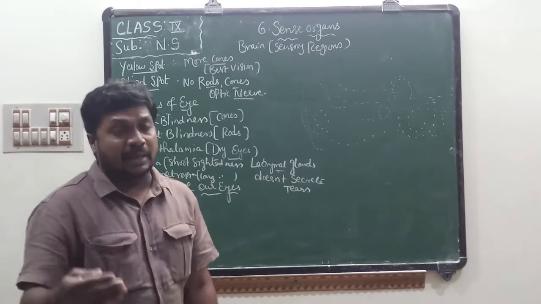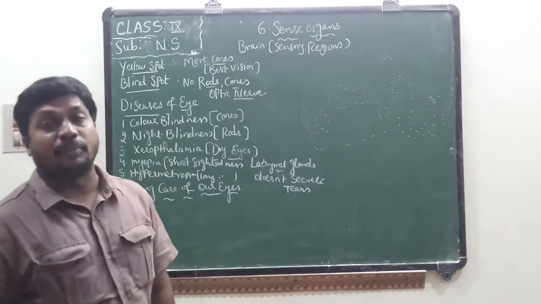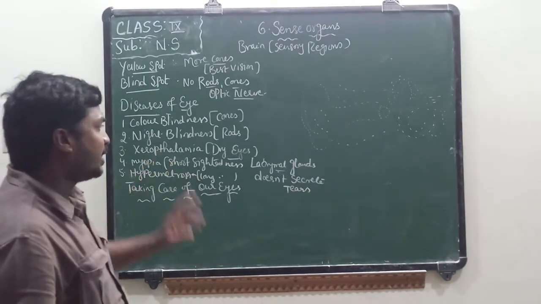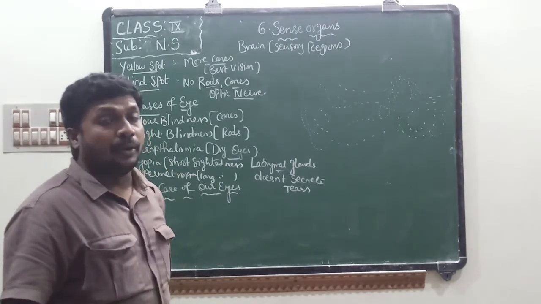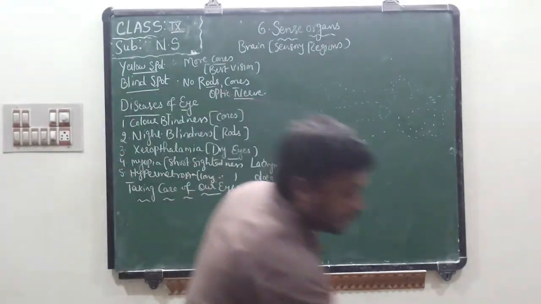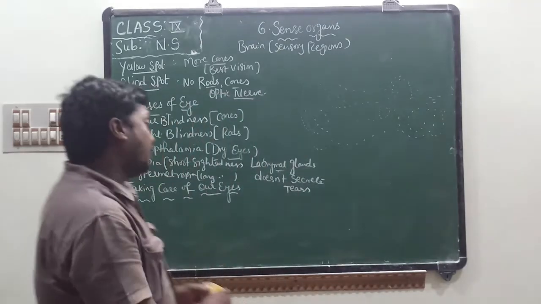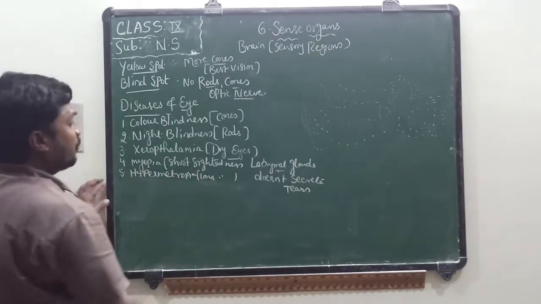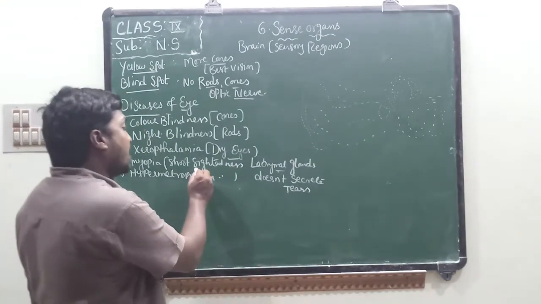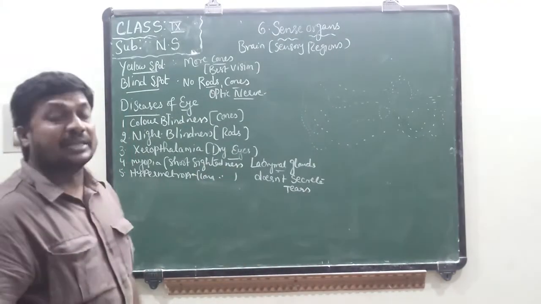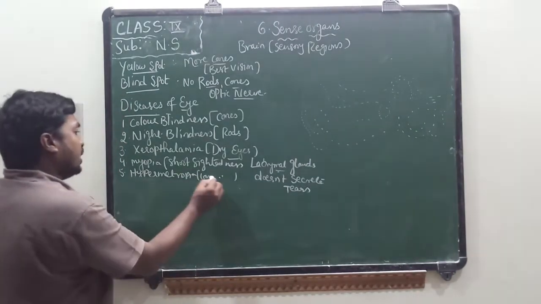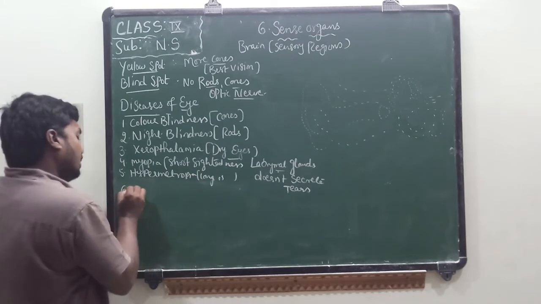Short-sighted means the image is formed in front of the retina. If the image is formed in front of the retina, that is called myopia or short-sightedness. If the image is formed behind the retina, that is called hypermetropia. So, if the image is formed in front of the retina, that is myopia, also called short-sightedness. If the image is formed behind the retina, that is hypermetropia, called long-sightedness.